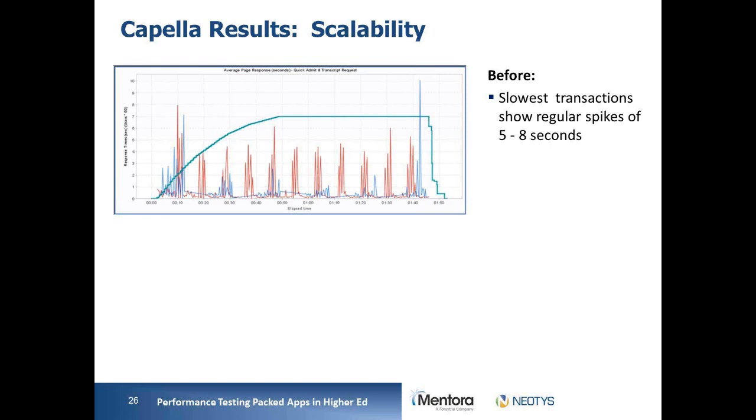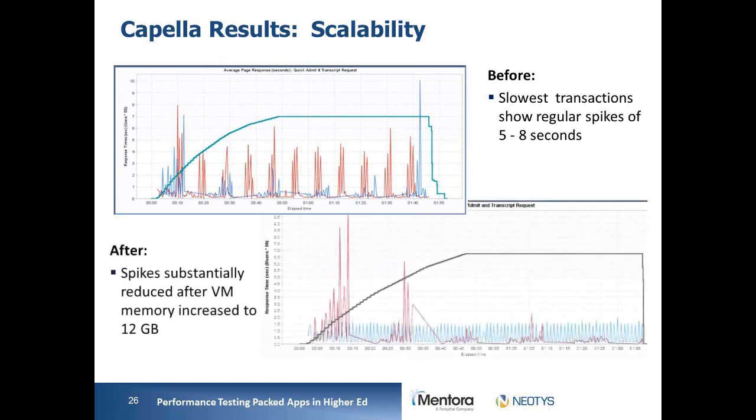So here's an example of a graph that shows some of the slowest transactions as load increases and stabilizes at 350 users, I think, in this test. You'll see that we have some very large spikes up to 8 seconds and higher, and they seem to be clustered every 5 to 8 seconds, and we really couldn't figure out what was going on.